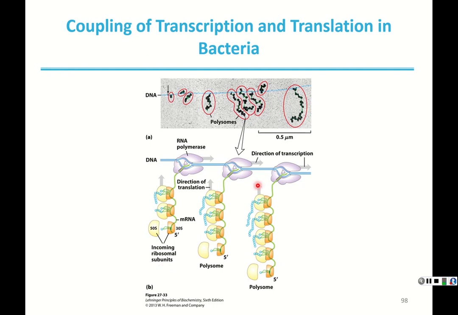Here's a figure showing how transcription and translation are coupled in bacteria. And here are what are referred to as polysomes, where you have multiple ribosomes attached. In this example, we have 1, 2, 3, 4, 5 ribosomes on the same piece of messenger RNA. So you can get many copies of that protein from one messenger RNA, and it's even occurring while this messenger RNA is being transcribed.